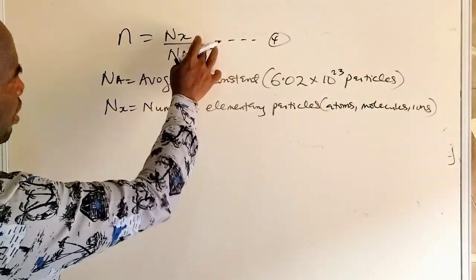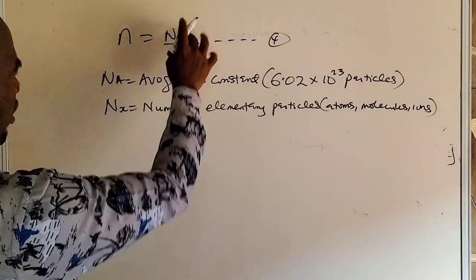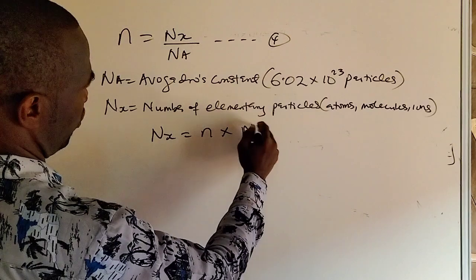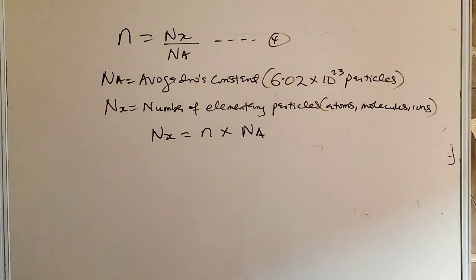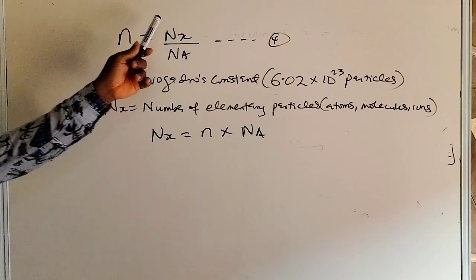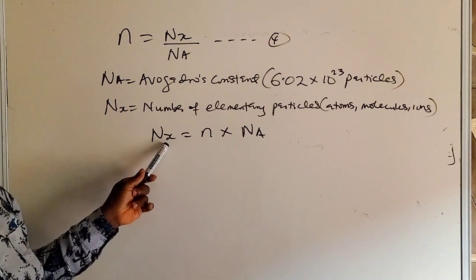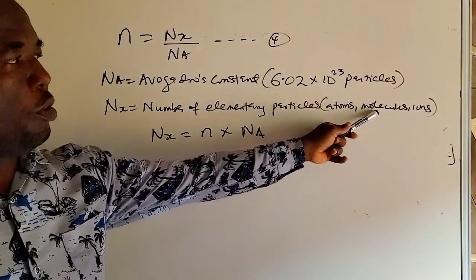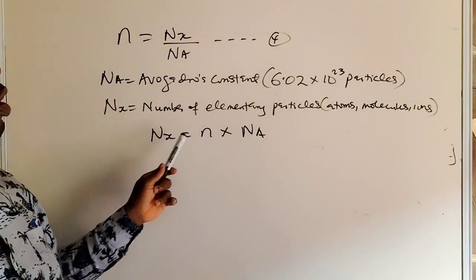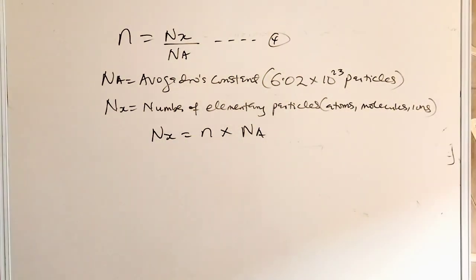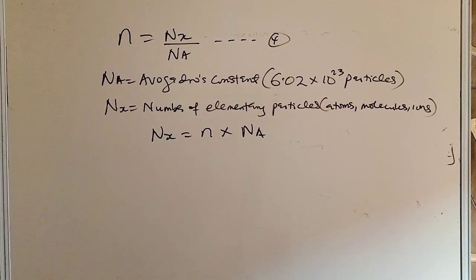Then from this formula, I can still make NS the subject, so NS becomes number of moles times Avogadro's constant by cross multiplying. So this formula is somehow broad. That is, you can use it to find number of atoms. If you look for atoms, S becomes atoms. If you look for molecules, S becomes molecules. If you look for number of ions, S becomes ions. So let's see how we're going to apply this formula in calculations now.